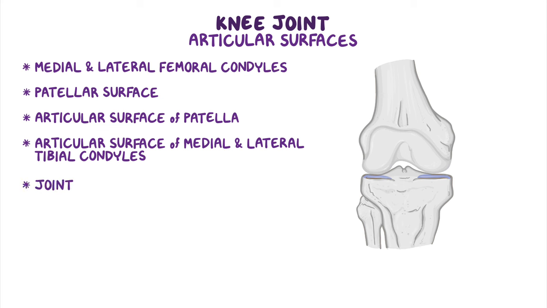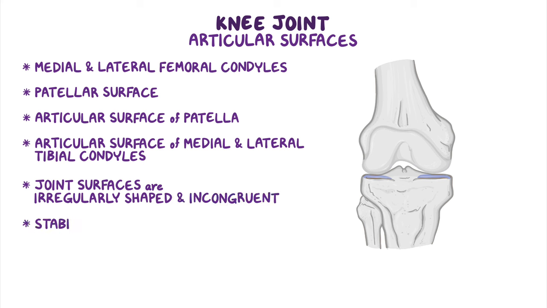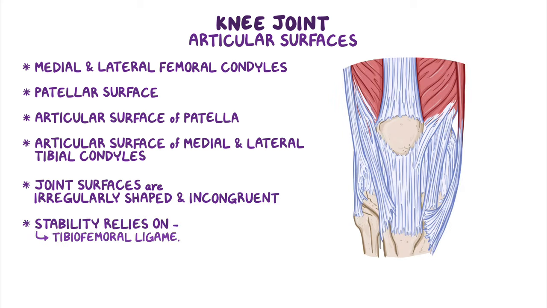Because the knee joint articular surfaces are irregularly shaped and incongruent, knee joint stability heavily relies on tibiofemoral ligaments and the strength of the surrounding muscles, such as the quadriceps.